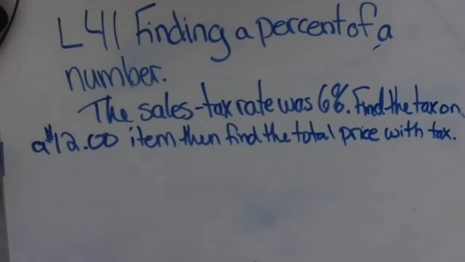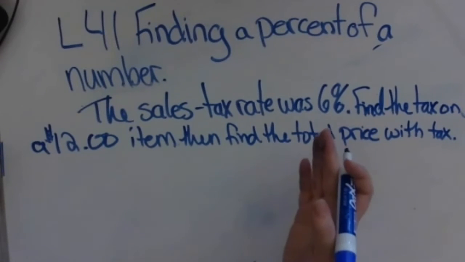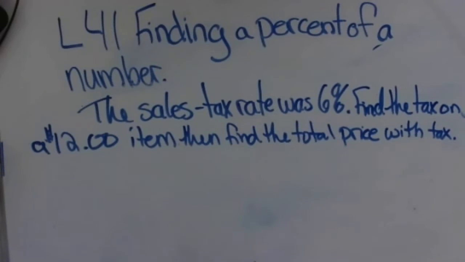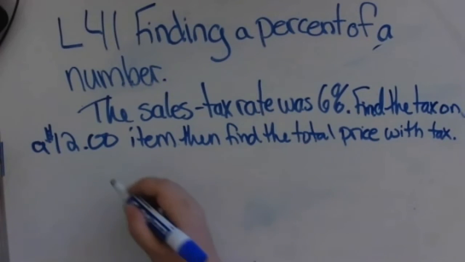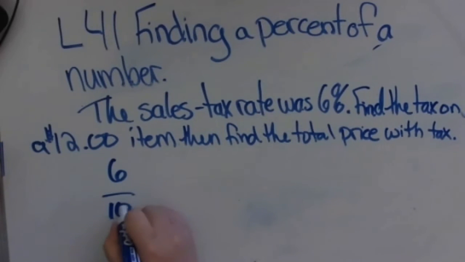We'll do another. Okay, so here's our question. The sales tax rate was 6%. Find the tax on a $12 item, then find the total price with tax. So this is actually what happens in the store all the time when you buy groceries and anything else, is you have tax on those items. So you will have the number that you are paying for the items before tax and after tax if you look at your receipts. So 6%, again, is 6 over 100.